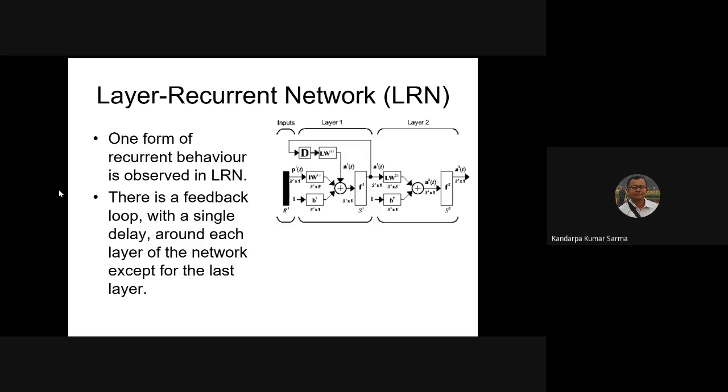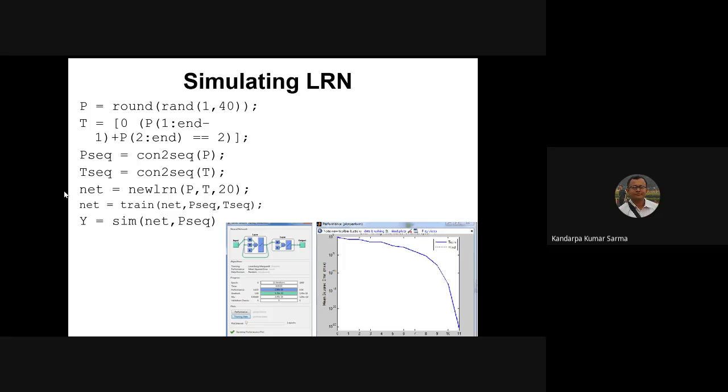Then there is one more recurrent structure called a layer recurrent network. This layer recurrent network has a localized recurrent behavior. There is a feedback path with a single delay around each layer of the network, which is not seen in the last layer. So here we have a layer-wise recurrent behavior. Now, how do we create a layer recurrent network?